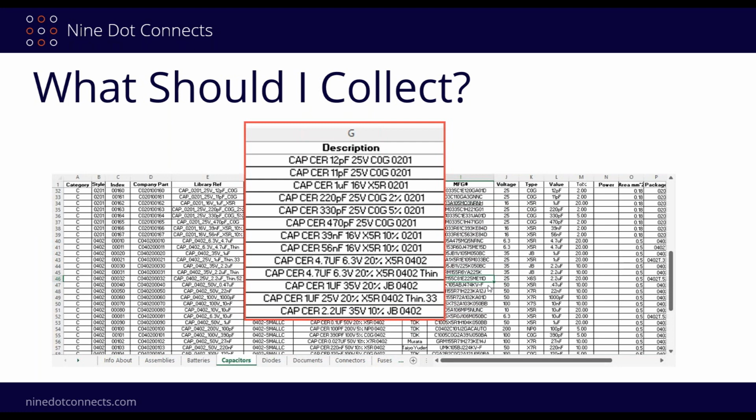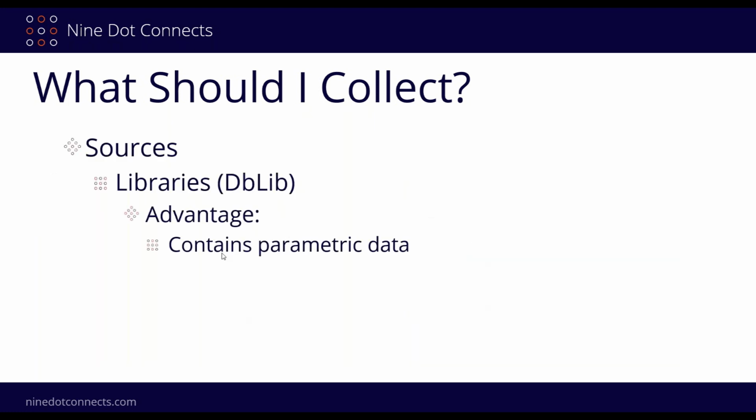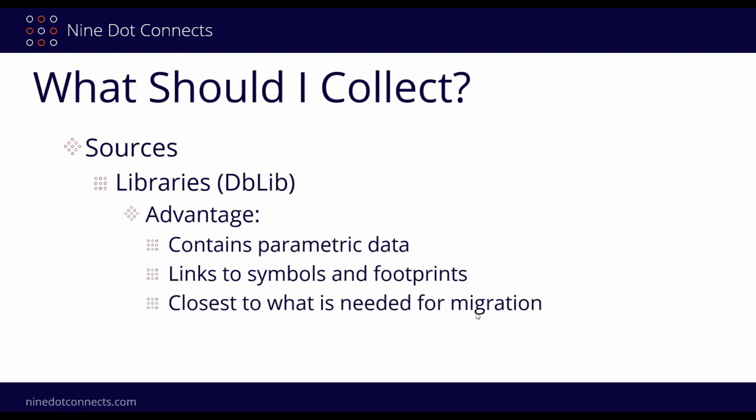And if you already have your database, you're in a really good position. Why is that? Because it contains your parametric data, and it also contains your symbol and footprint links. It's probably functioning or somewhat functioning, or at least even if it doesn't have all the symbols and footprints there, you know what they were called, so you could possibly go fishing for those things in other libraries. And then it's closest to what is needed for migration.